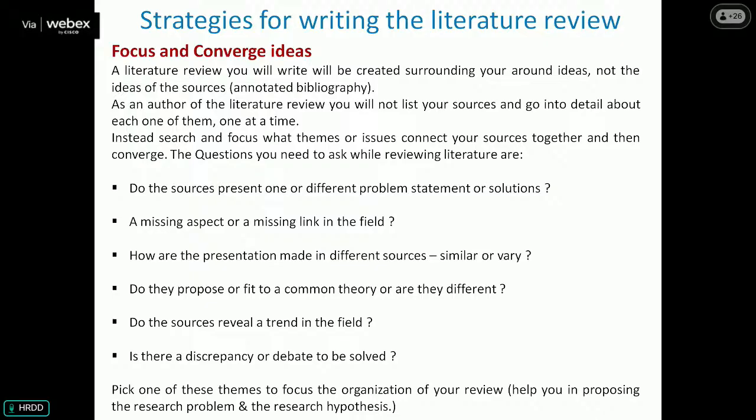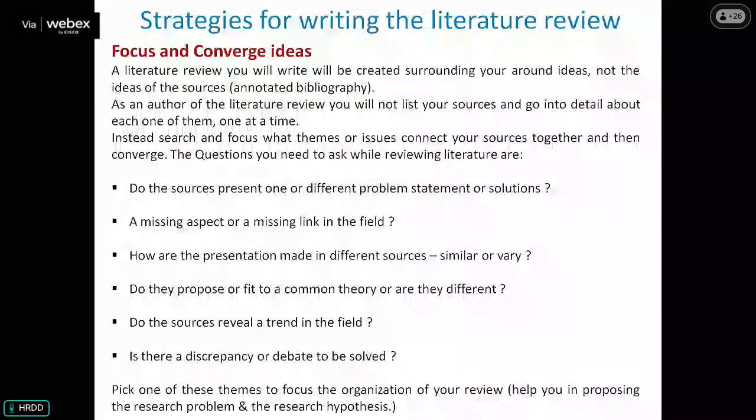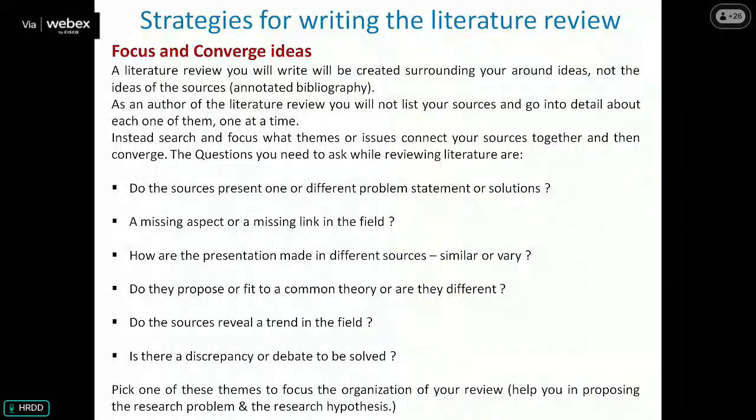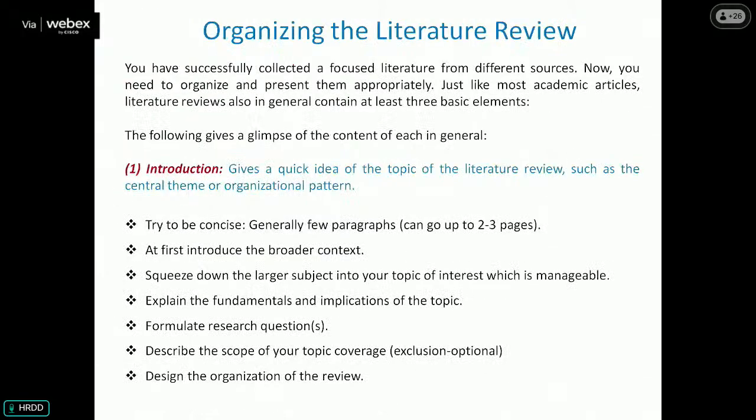So what will help you at a later stage, if you answer any one of these questions, it will help you in proposing your research hypothesis, which we will do in the next class. So there is a research hypothesis you have to make during your initial PhD work. So either it can be a debate you are solving, a controversy you are solving, or a missing link, or a gap area, something. You will be solving something, right? So you have to identify that by this.